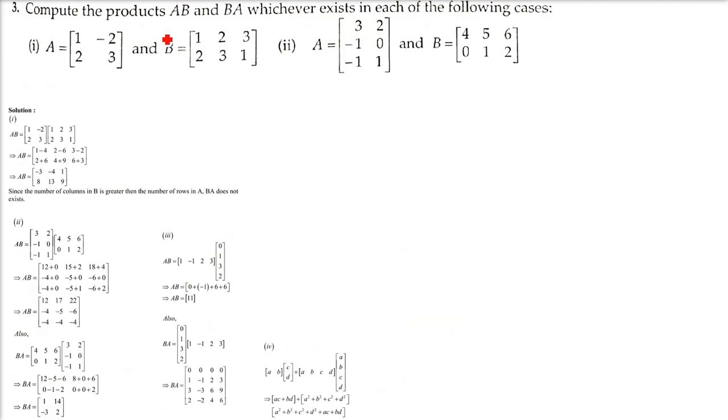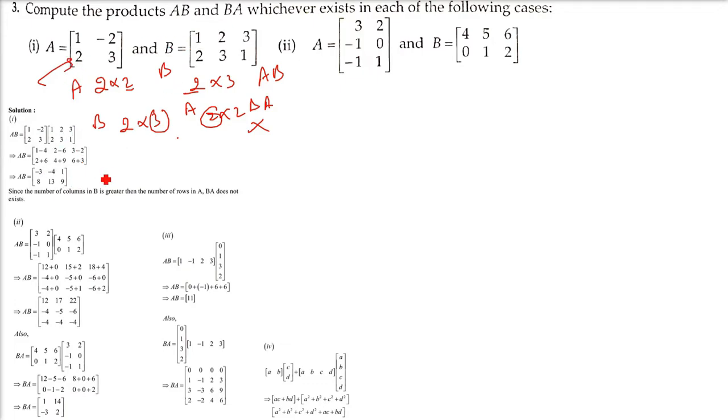Third one, compute the product AB and BA whichever exists in each of the following cases. So I hope you'll be able to do AB and BA. Let me tell you whether it is existing or not. The first one is 2 by 2, the second one is 2 by 3, and this is A and B. So A cross B, because the column of first matrix is equal to row of second matrix, it is possible. Now B into A, because 3 and 2 are not equal here, so BA is not possible. So AB is possible, which you will be able to do. I hope. I'm pretty sure about that.